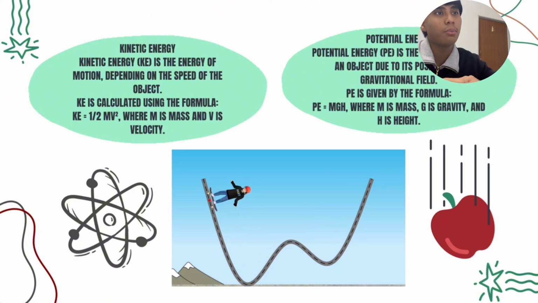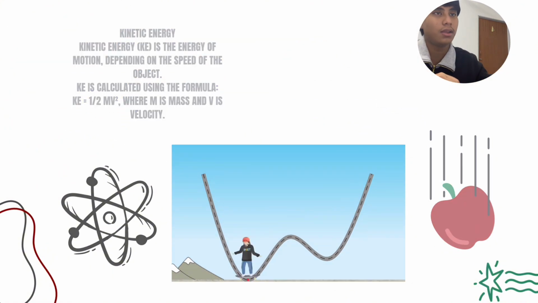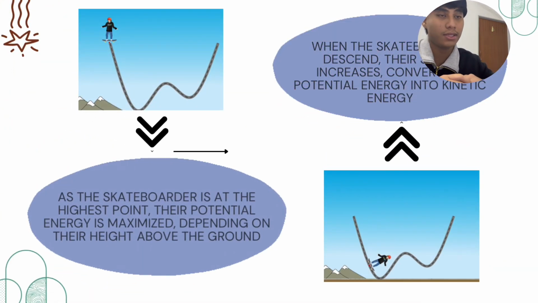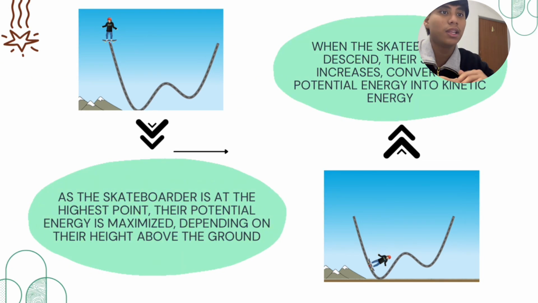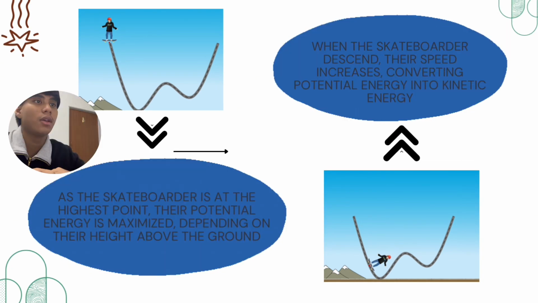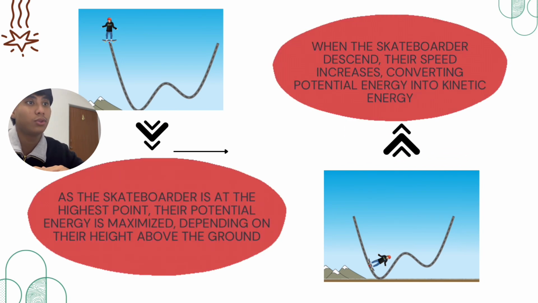Potential energy is the energy stored in an object due to its position in a gravitational field. Potential energy is given by the formula PE = mgh, where m is mass, g is gravity, and h is height. Alright, so as the skateboarder is at the highest point, their potential energy is maximized, depending on their height above the ground. When the skateboarder descends, their speed increases, converting potential energy into kinetic energy.